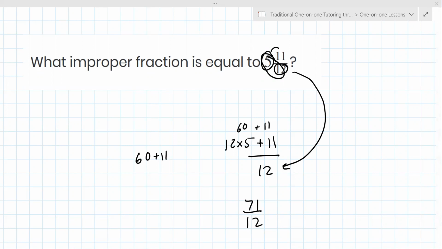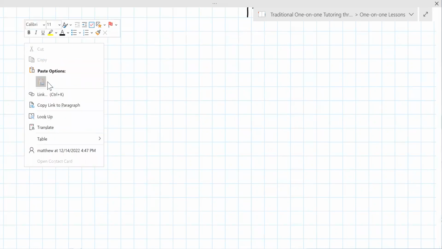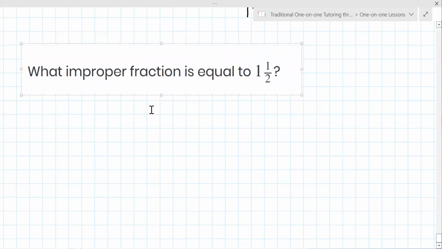All right, so here's another one. This one's much easier than the last one. The numbers are much smaller. Okay, what improper fraction is equal to 1 and 1/2? So what number goes on the bottom, Michael? 2.